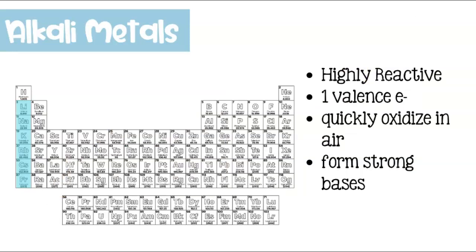Now, the groups or columns of the periodic table have different names. For example, within the metals, you have the alkali metals, here in blue. They are in group 1. They each have one valence electron and are highly reactive. They quickly oxidize in air and tend to form strong bases.